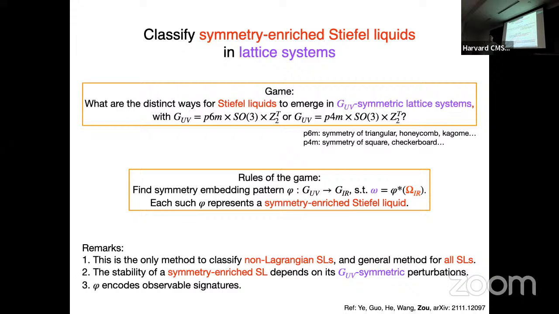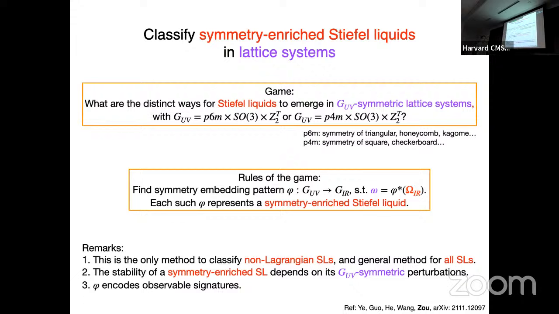This phi star of capital omega IR, so this capital omega IR means the anomaly that I showed you in the previous page, is the anomaly associated with the full emergent symmetry. And this phi star is essentially telling me what this omega IR becomes if I restrict this G_IR into the subgroup in which G_UV is embedded. So after this restriction, they should be the same. If I can find such a symmetry embedding pattern phi, then it represents a way to realize this stable liquid.